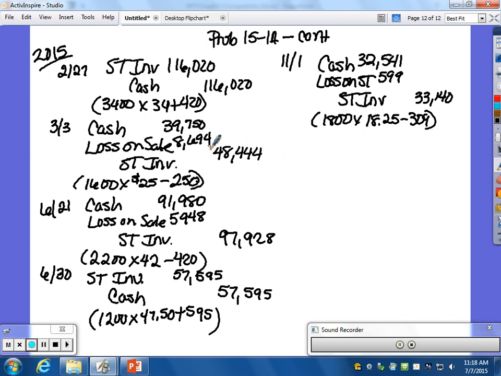All right, so to do the fair value adjustment, we're working with two companies, HCA and Black & Decker. We need to look at the number of shares, the price, fair value, cost, and gain or loss. So HCA had how many shares? 3,400 shares. What price as of December 31st, 2015? $36.